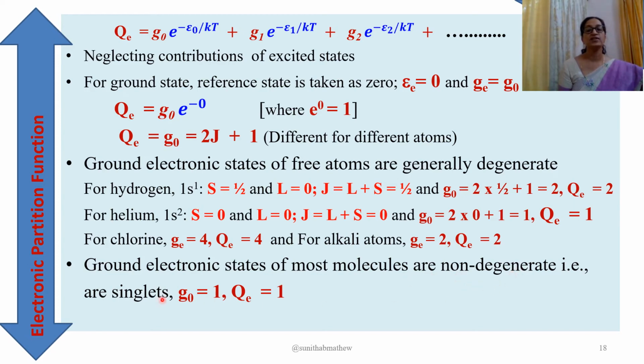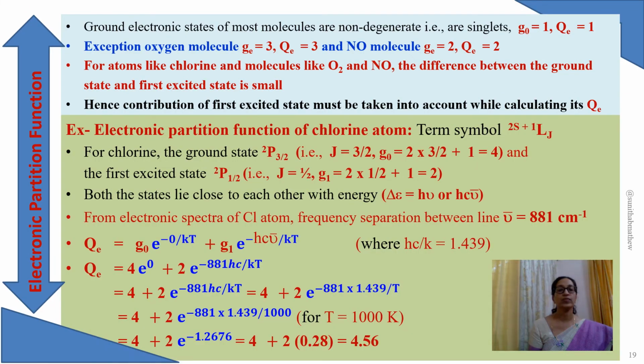Now in case of molecules, we see that the ground electronic states for most molecules are generally non-degenerate, that is they are singlet. g_0 is equal to 1, Q_E is equal to 1. Exception is oxygen molecule, for which g_E is equal to 3, therefore Q_E will be 3. Similarly, NO molecule, g_E is equal to 2, therefore the electronic partition function will be 2 in this case. But generally we neglect this because we take Q_E is equal to 1.